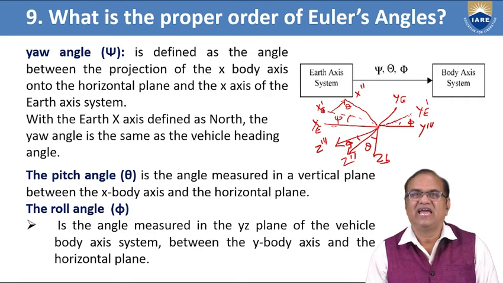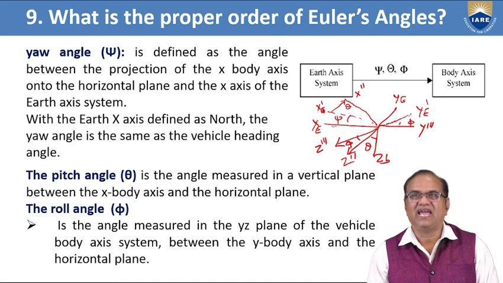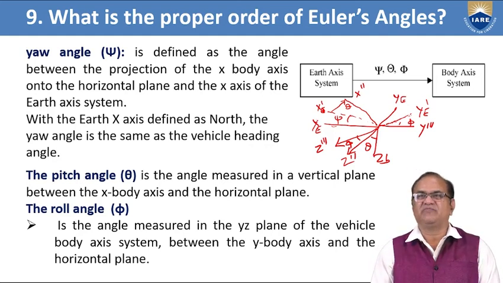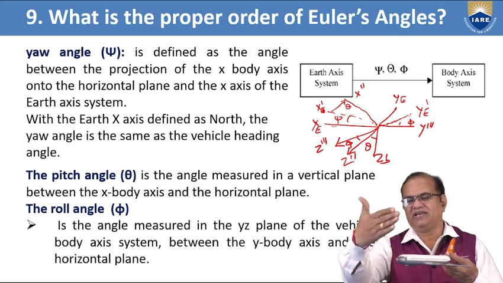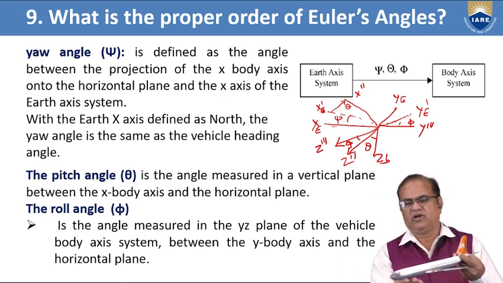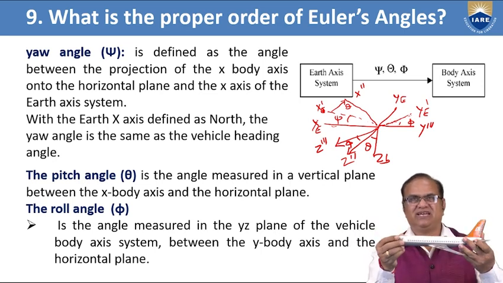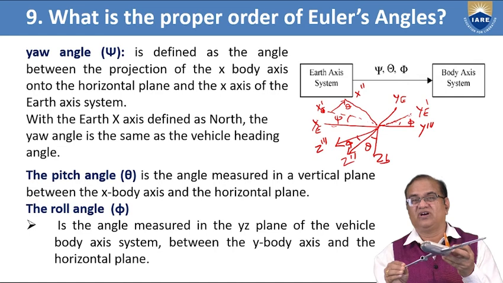Yaw angle psi is defined as the angle between the projection of the x body axis onto the horizontal plane and the x axis of the earth axis system. With the earth x axis defined as north, the yaw angle is the same as the vehicle heading angle. So this yaw angle and the vehicle heading angle both are the same. Next is the pitch angle. Theta is the angle measured in a vertical plane. So if I want to show here, this is the vertical plane, and this is the y and this is the z. If your nose is going upward like this, it is a pitch. This is the yaw angle psi, and this is the pitch angle, and this is the rolling, this side towards the right down. It is a positive phi.